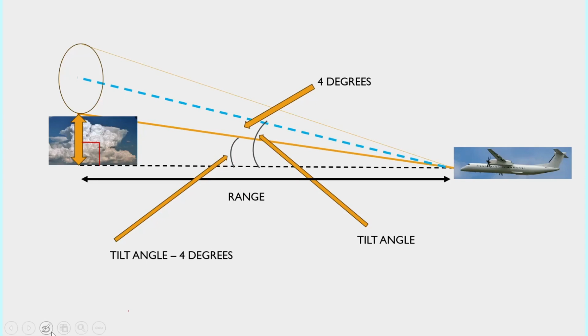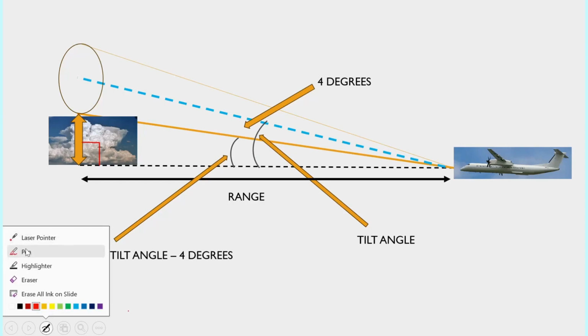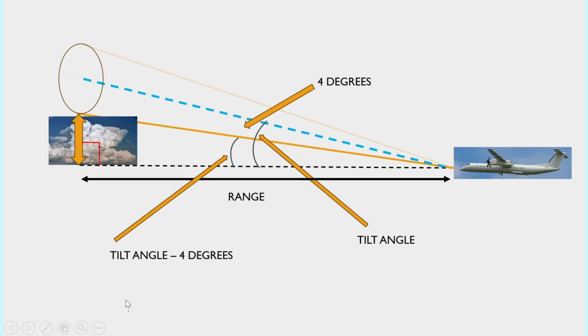Okay, now these are the 4 degrees I'm talking about. Now we are at flight level 250, for example. That's flight level 250, 25,000 feet. How high is the top of the cloud? So let's see if we can work it out. Let's say, for argument's sake, our range is 80 miles. So this whole distance was 80 miles.